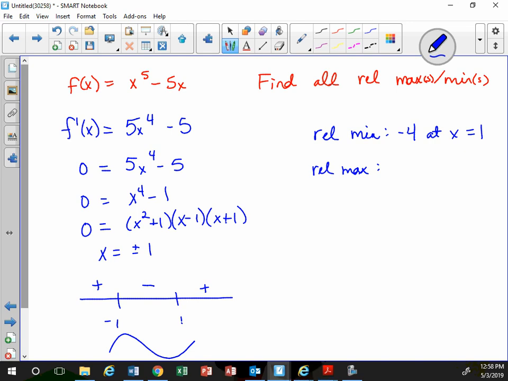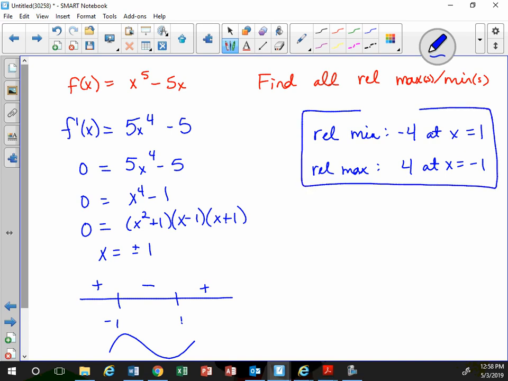Alright, guys, did you get 4 at x equals -1 for the max? Good job. That's all I asked you for, the relative maxes and mins. Do we feel okay? If I plug a -1 in here, why? It's the max or the min of the actual function, guys, not the max or the min of the derivative. Plug it into the original.